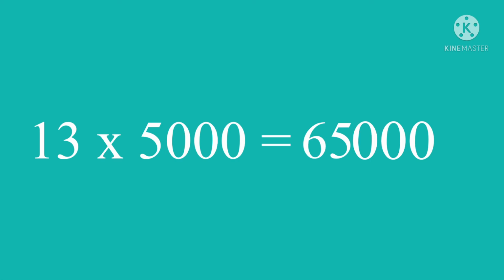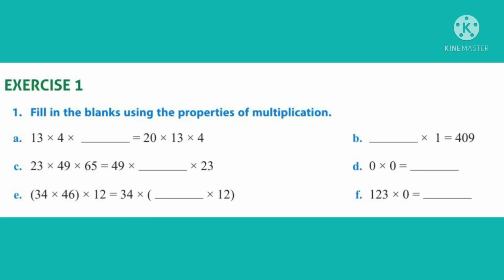Now let us do exercise 1. Fill in the blanks using the properties of multiplication. A, 13 into 4 into dash is equal to 20 into 13 into 4. Yes children, which number is missing here? Yes, it is 20. So the answer is 20. Now B, dash into 1 is equal to 409. Using the third property, we can say that the number here is 409.